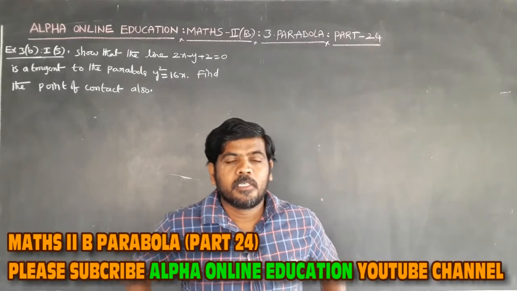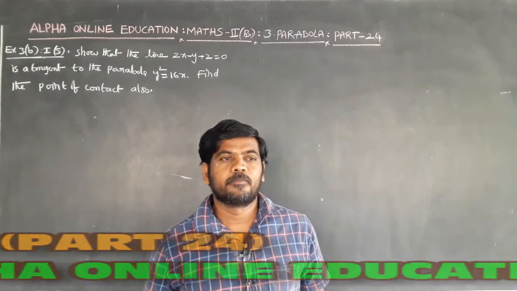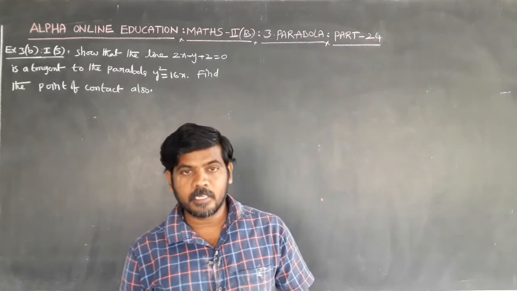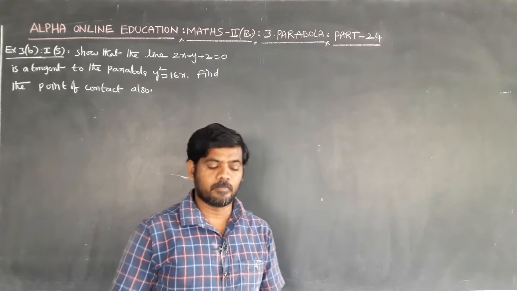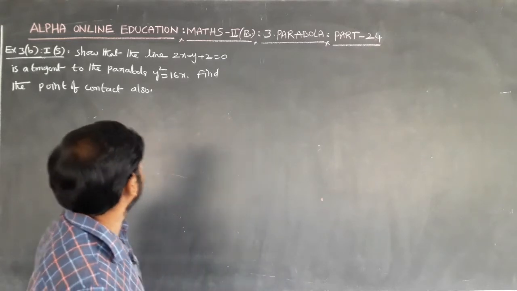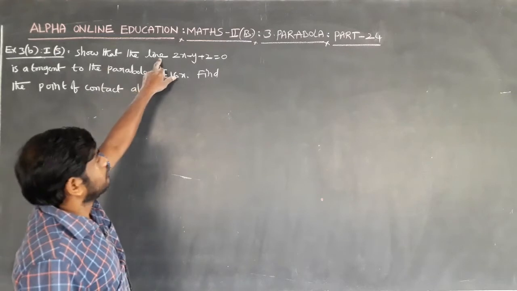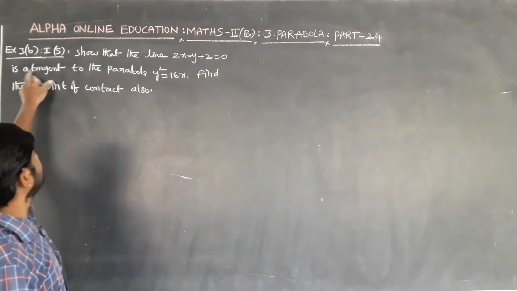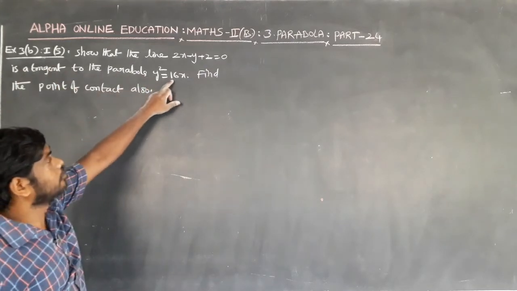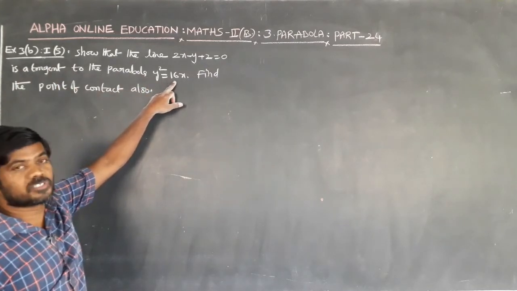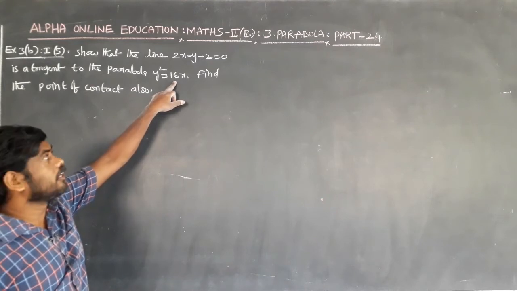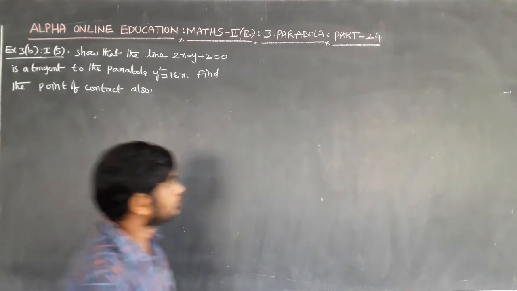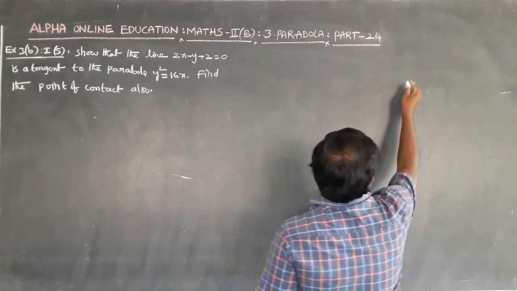Two problems. Mathematics 2B, third chapter, parabola, exercise 3B, first bit, fifth problem. Show that the line 2x minus y plus 2 equals 0 is a tangent to the parabola y square equals 16x. Next, find the point of contact also.